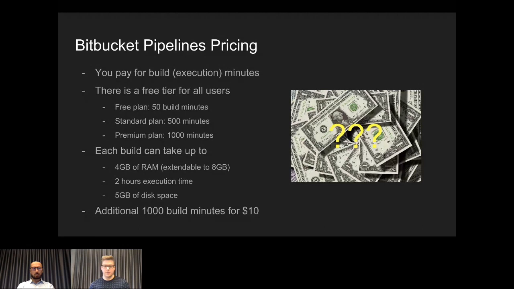So let's talk about how much each build can take up. Speaking about resources, each build can take up to 4 gigabytes of RAM, which is extendable to 8 gigabytes if you need to. You have 2 hours of execution time at max, so your script can execute for a maximum of 2 hours before being killed. And you have 5 gigabytes of disk space. And yeah, that's it for that slide.